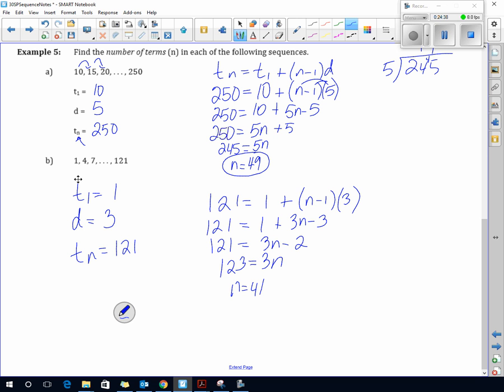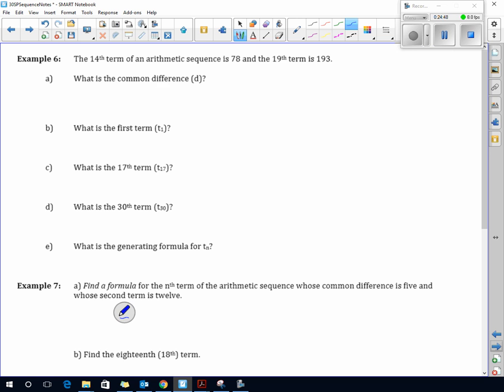Okay, the 14th term is 78 and the 19th term is 193. Find the common difference. Oh my. So how are we going to do this? I think what you did was absolutely correct. I'm going to show you exactly what you actually did.